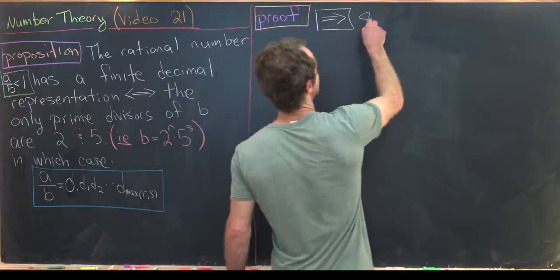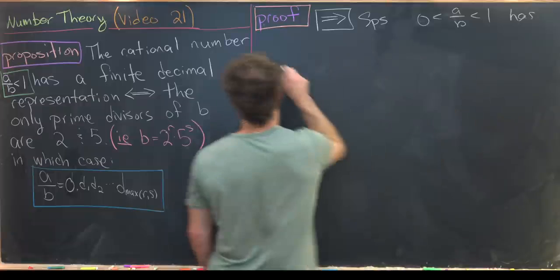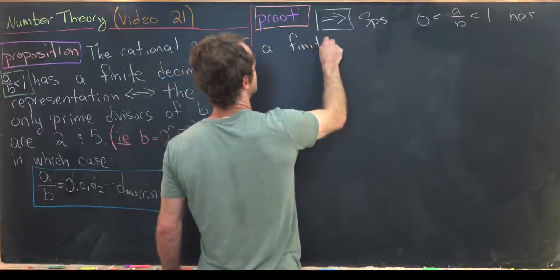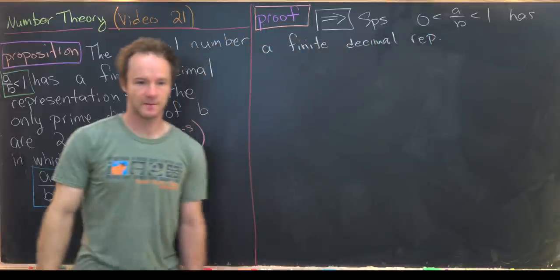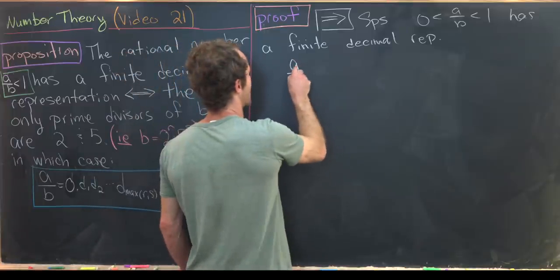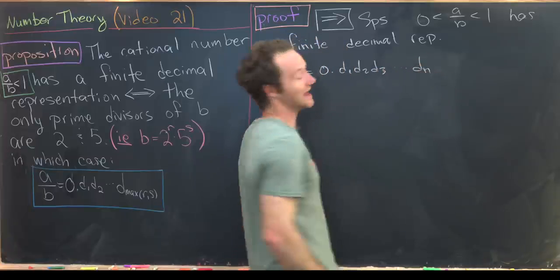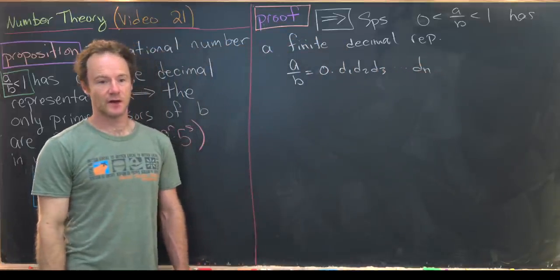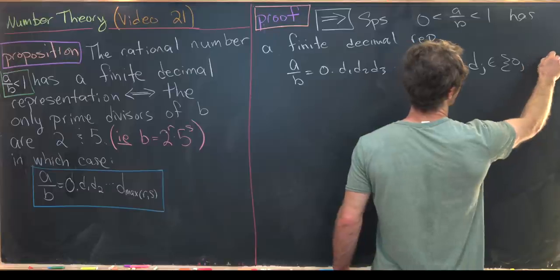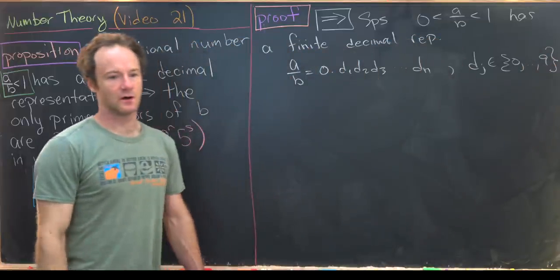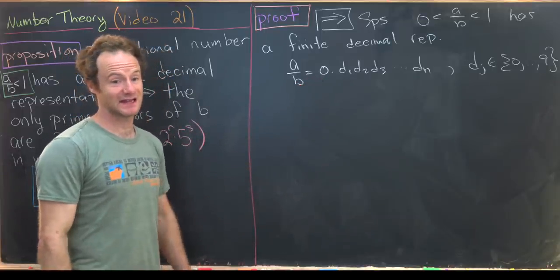So in other words, we're going to suppose that a over b, which is between 0 and 1, has a finite decimal representation. Okay, but that means that we can write a over b as 0.d1, d2, d3, all the way up to dn, and then that stops. And I want to point out that these dj's come from the set 0 through 9, just as standard. All right, but now we're going to take this and write it with a base 10 expansion.